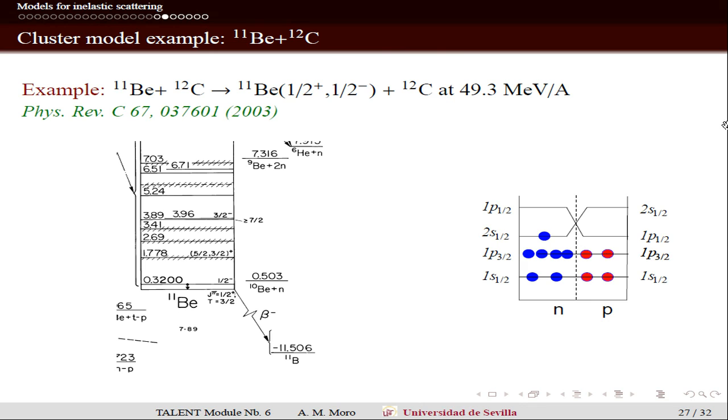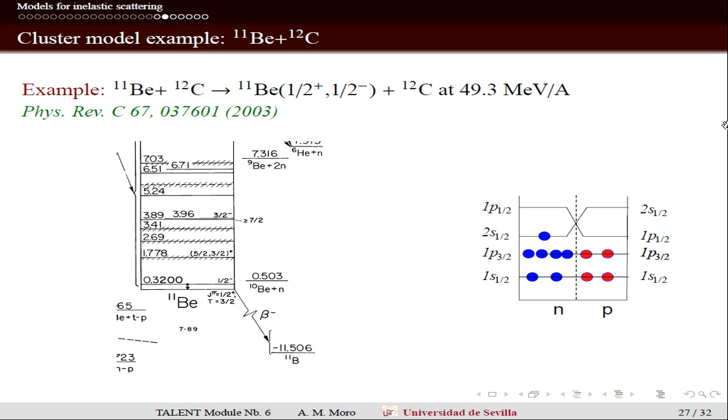So this is the scheme. Every time you do a calculation of this kind, it is good to have in mind the level scheme of the system and a rough idea, at least an independent particle picture, of the system. So in the case of beryllium-11, you have some single particle levels of this kind for neutrons and protons. For protons you have the normal ordering of levels, but we know that for neutrons there is what is called a parity inversion of the S1/2 and P1/2 levels.